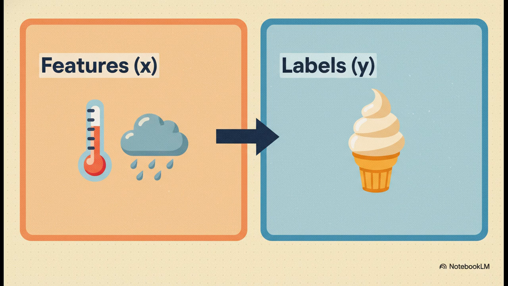Then we have the label. This is the answer you're trying to figure out, like how many ice creams were sold, and we call this Y. So the features are your question, and the label is the answer you already have from the past.